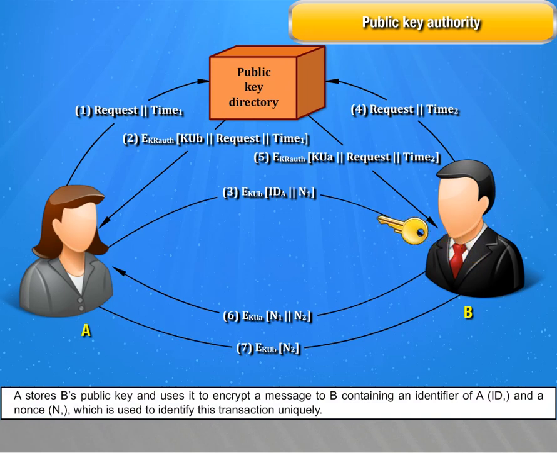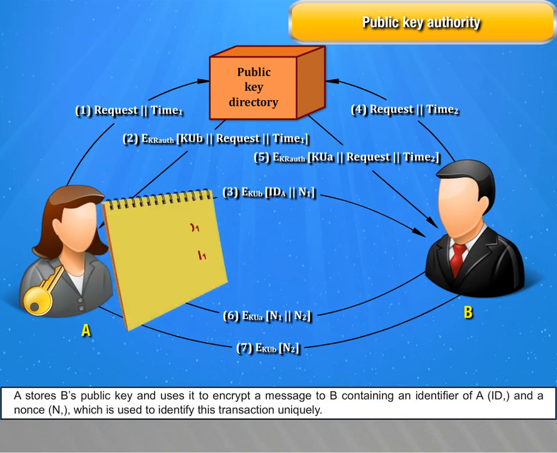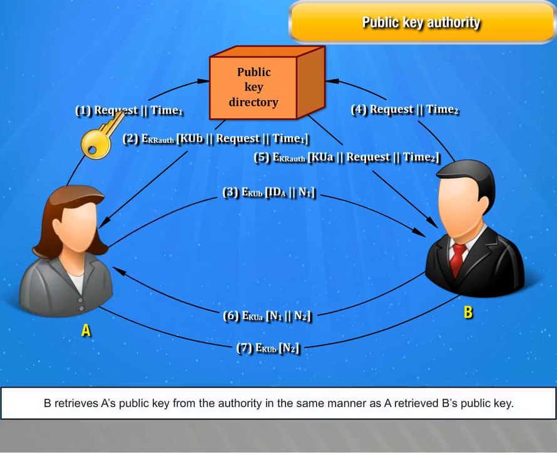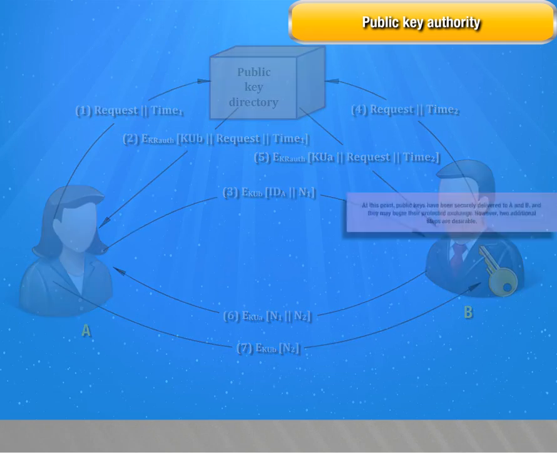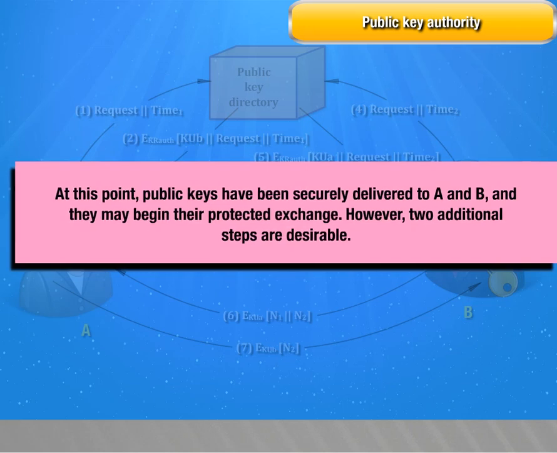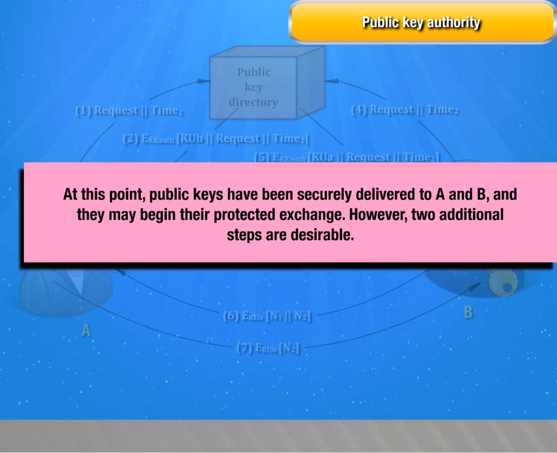A stores B's public key and uses it to encrypt a message to B containing an identifier of A, ID A, and a nonce N1, which is used to identify this transaction uniquely. B retrieves A's public key from the authority in the same manner as A retrieved B's public key. At this point, public keys have been securely delivered to A and B, and they may begin their protected exchange.